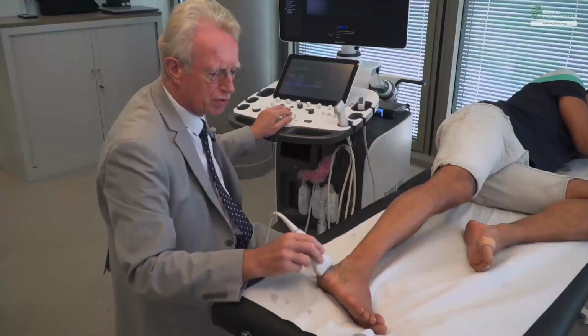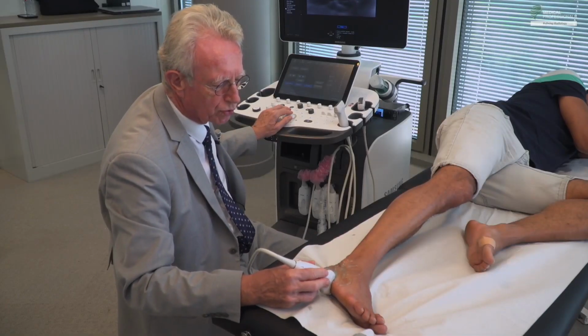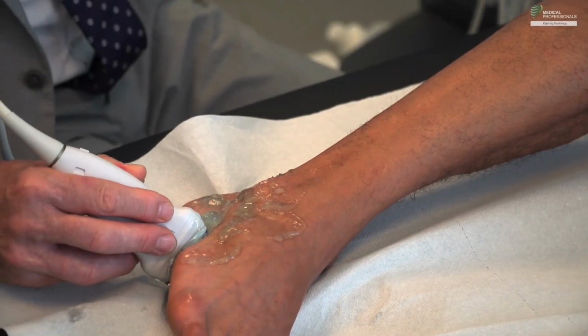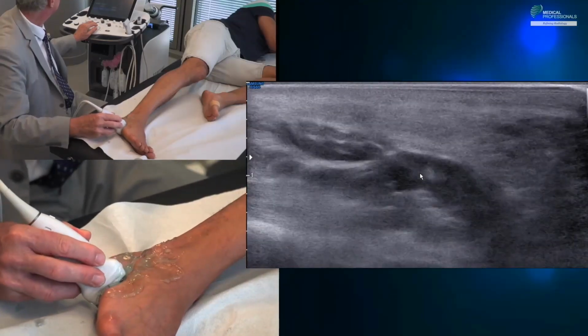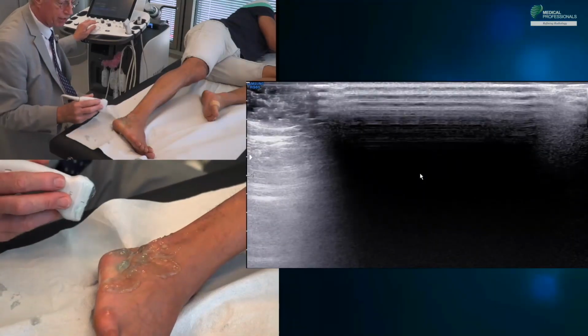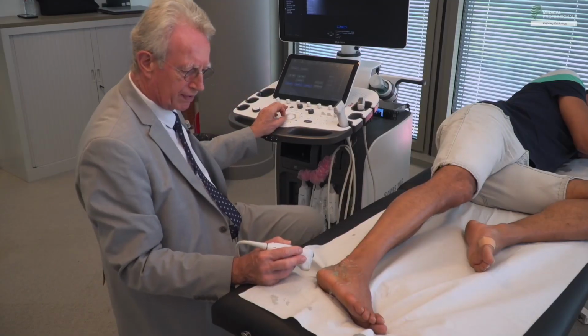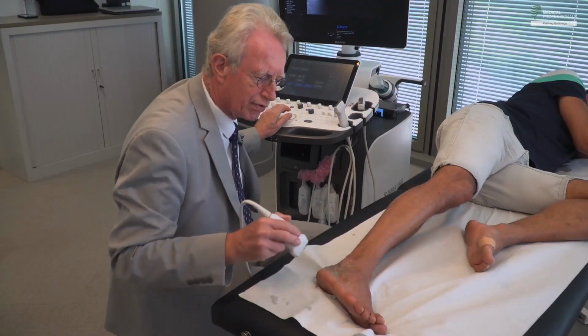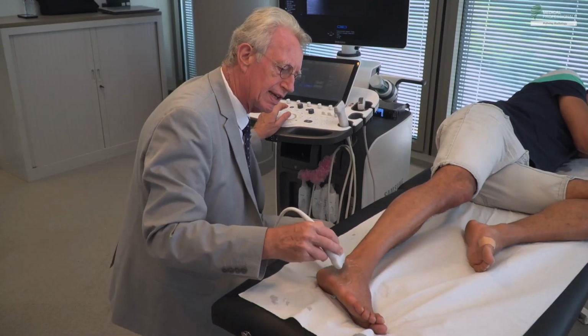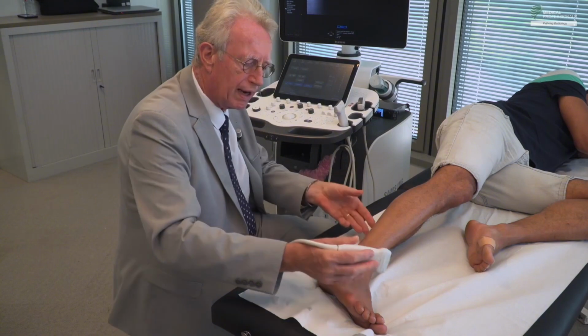Then we study the passage of the tendon along the cuboid, but that we will see again when we study the plantar surface of the foot. So at that location, we have ligaments and we have tendons.